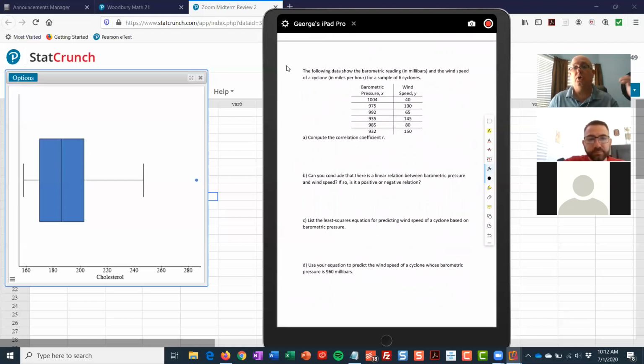And so the problem on the midterm will be different. The written one, you'll have to type these values in, but I've got them in the StatCrunch group page. And we can do all of this in one shot. So I'm going to read through the problem, and I see I need the correlation coefficient. I can see that I need to figure out if there's a relation, so that means I'm going to need the p-value. I need the equation, and I'm making a prediction for 960 millibars. So when I ask StatCrunch to generate the equation, I'm also going to give it the 960 that I need.